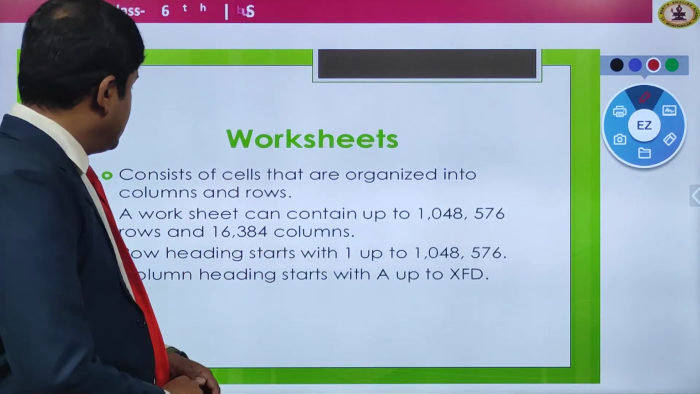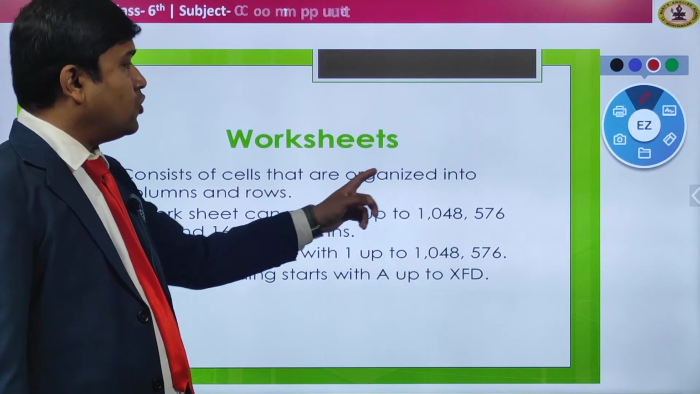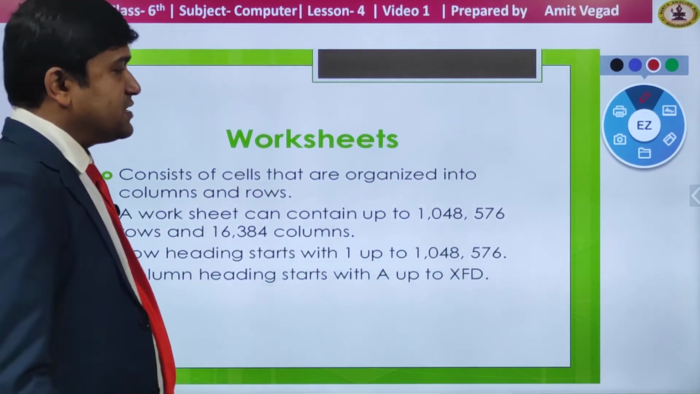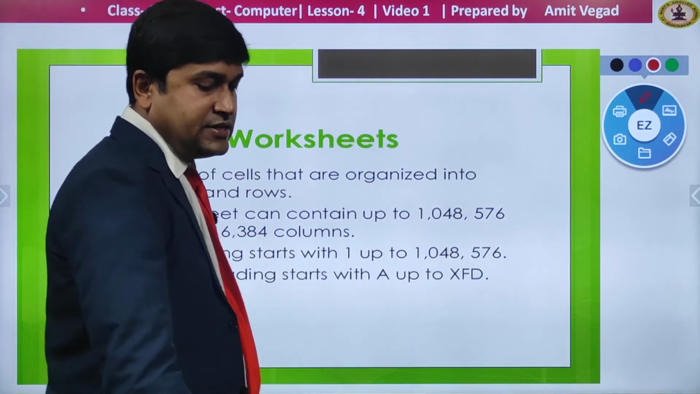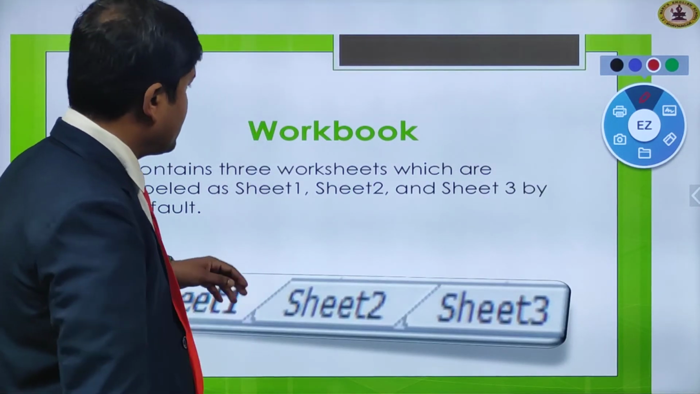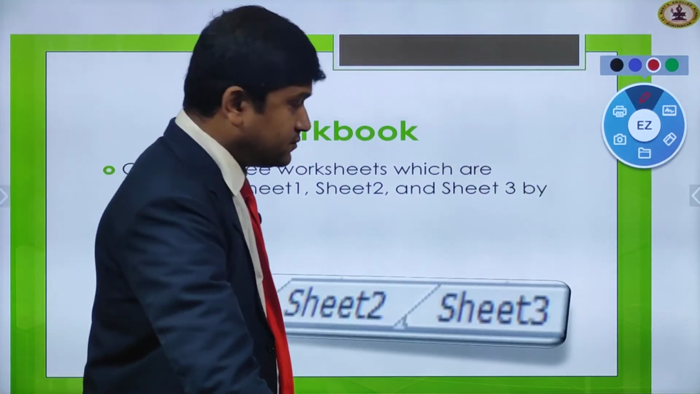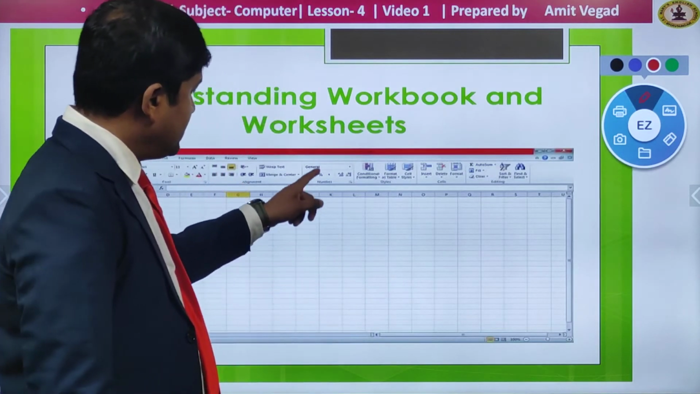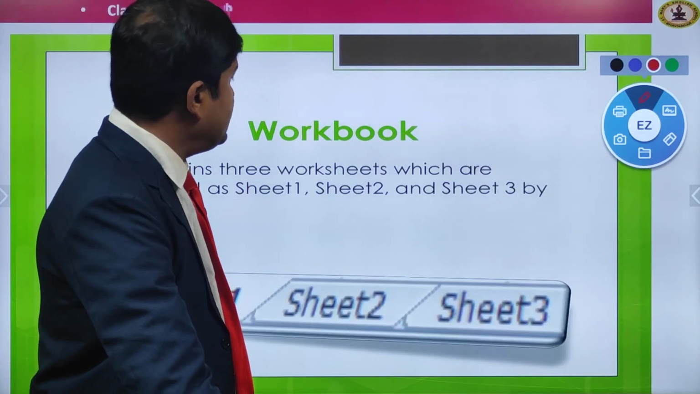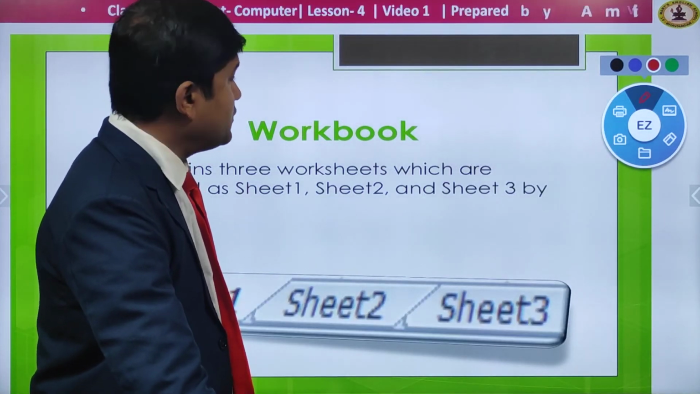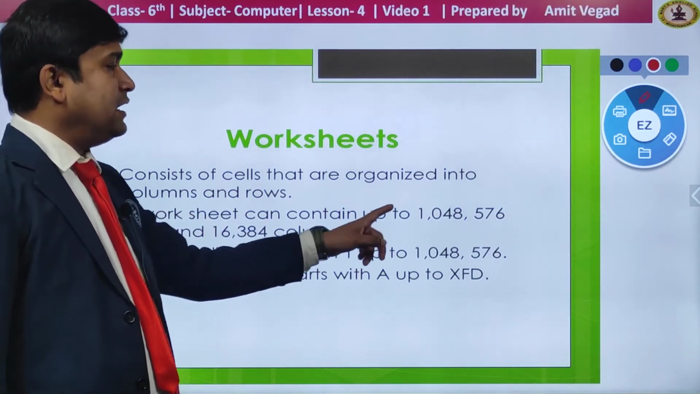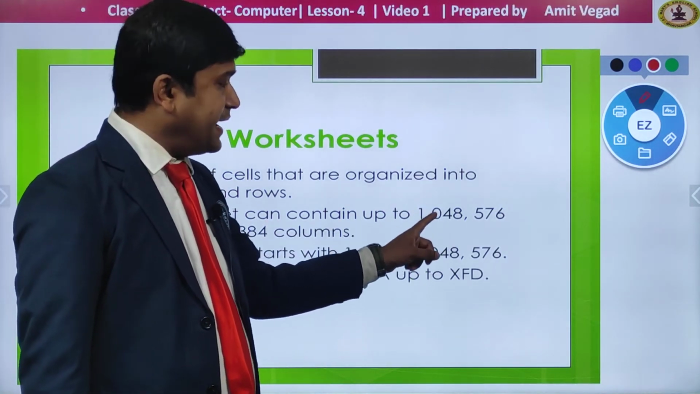Okay, worksheet. It consists of cells organized into columns and rows, which we discussed. In a worksheet, there are so many columns and so many rows. Look, I am going back. There are so many columns and so many rows. So a worksheet consists of rows and columns. And how many rows can a worksheet contain?